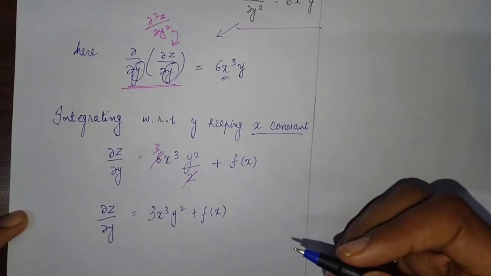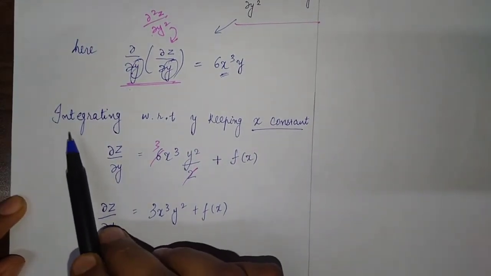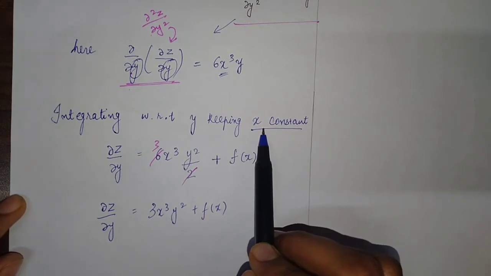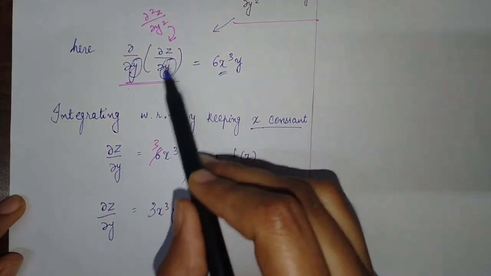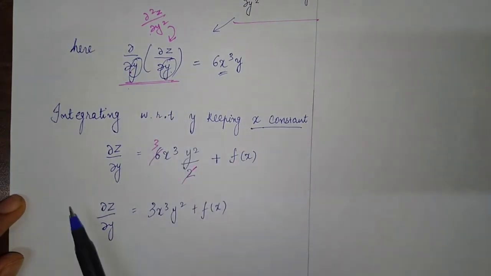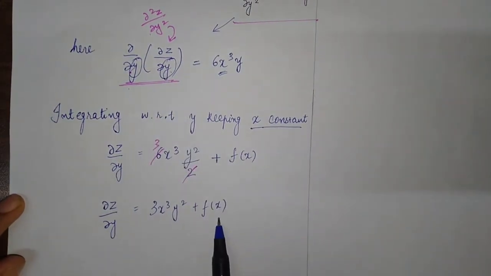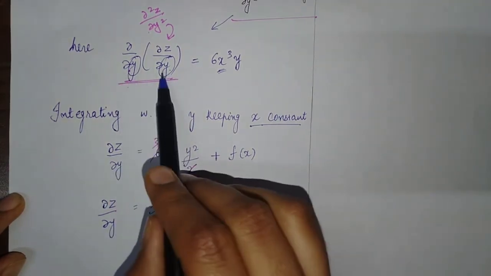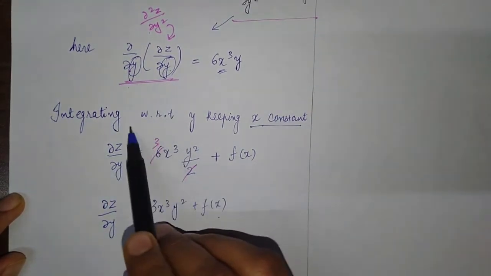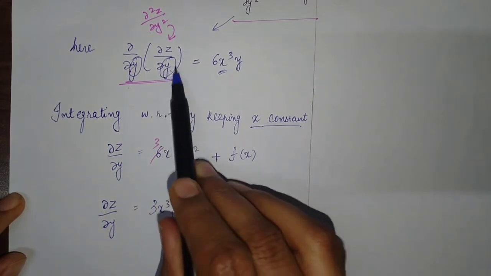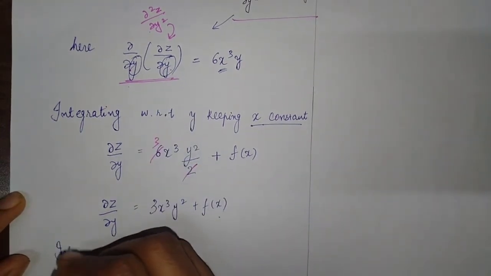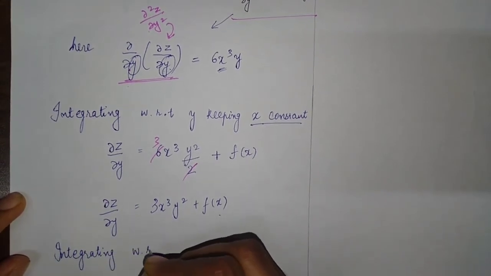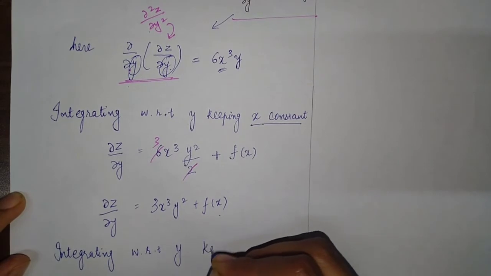Now what we will do? First, what did we do? We integrated with respect to y and kept x constant. Now here another term is also of y. So again we will integrate with respect to y and keep x constant. We have to integrate with respect to these terms. So the first term was y, so we integrated with y. The second term is also of y, so we will again integrate it with respect to y and keep x constant.